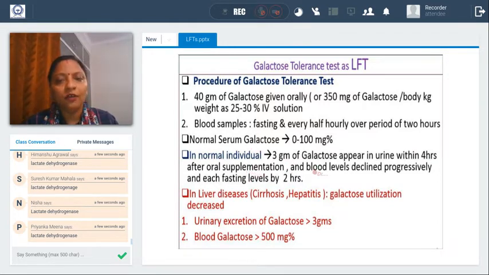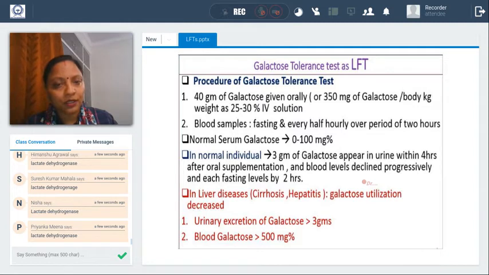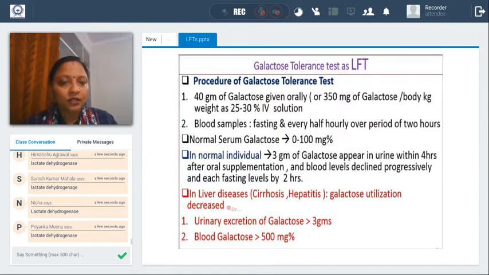In a normal individual, 3 gram of galactose appears in urine within 4 hours. It is just like a glucose tolerance test. 4 hours after oral supplementation, and blood levels decline progressively at each fasting level by 2 hours. So in liver disease, it is important here. In liver diseases like cirrhosis and hepatitis, galactose utilization decreased, and urine excretion of galactose is more than 3 grams. So here galactose utilization is decreased. It is the important point. It is decreased in cirrhosis and hepatitis.